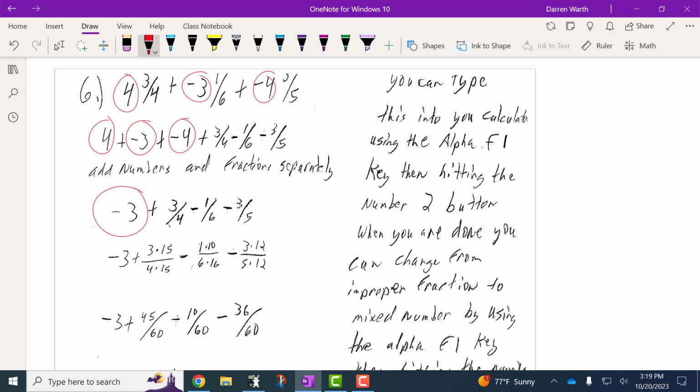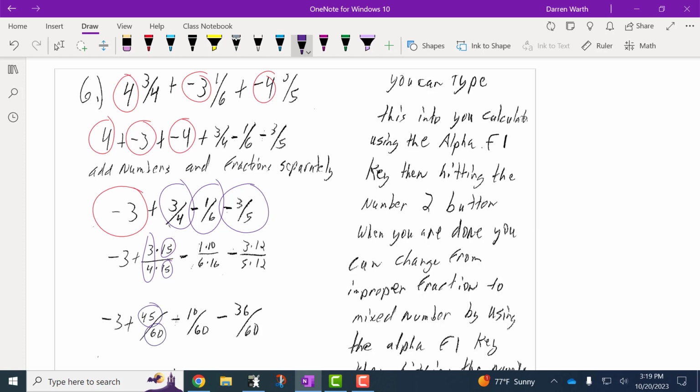So now that I've done that, I'm going to add my fractions in there. So you're going to notice my fractions are 3/4 minus 1/6 minus 3/5. Well, to do that, I got to get a common denominator. My common denominator is going to be 60. So I'm going to go ahead and change this first one to 60. So I have to multiply the 3/4 right here by 15 over 15. So 3 times 15 is 45. And 4 times 15 is going to be 60.